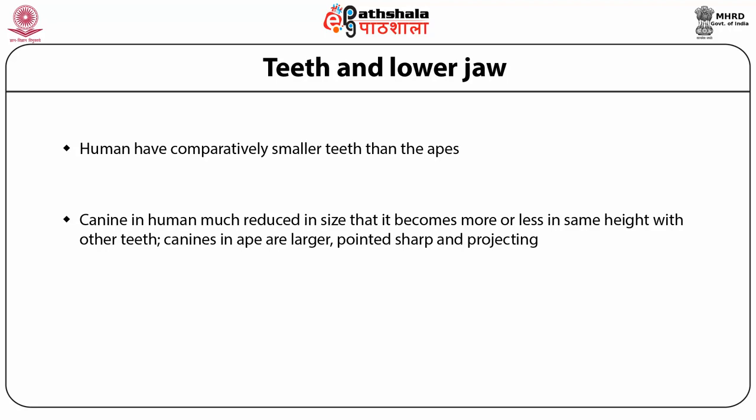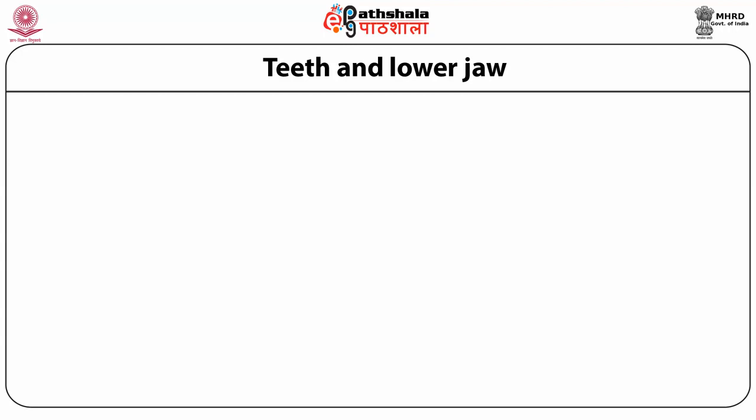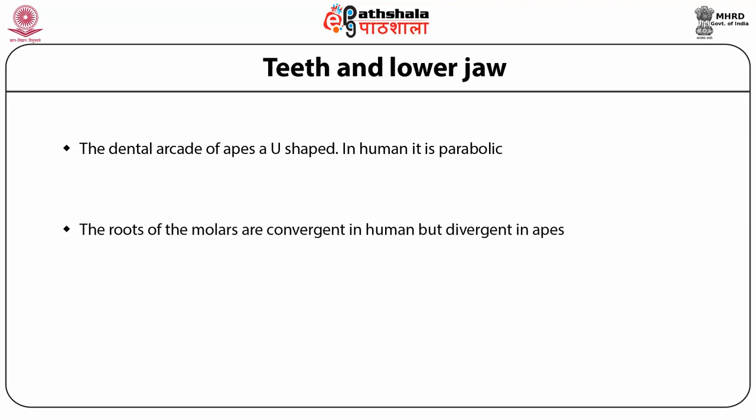The canines in apes are larger, pointed, sharp and projecting. Diastema are variably present in apes, but altogether absent in humans. The posterior teeth in apes are larger than in humans and are arranged in parallel. This gives the dental arcade of apes a U shape. In humans, it is parabolic. The roots of the molars are convergent in humans but divergent in apes. So these are the details about teeth.